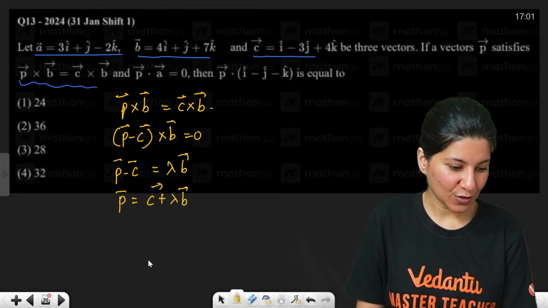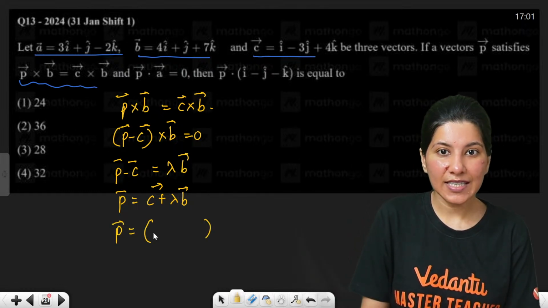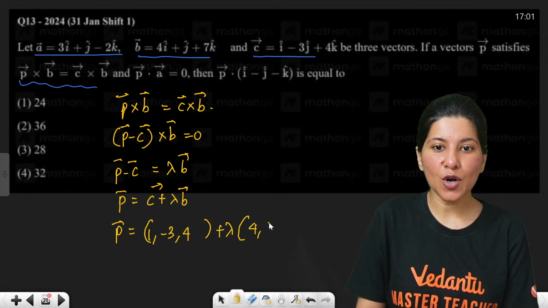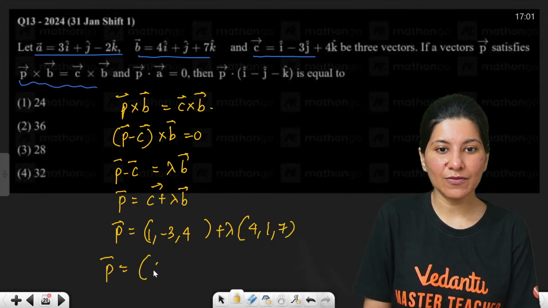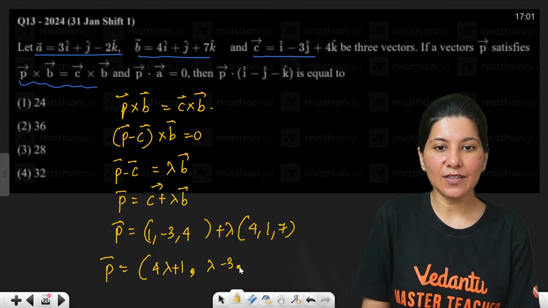Do you want me to skip, Ragul? So P vector will be C. C is what? Tell me. 1 comma minus 3 comma 4 plus lambda times B vector, which is what? Quickly, 4 comma 1 comma 7. So P vector you are getting is 4 lambda plus 1 comma lambda minus 3 comma 7 lambda plus 4.